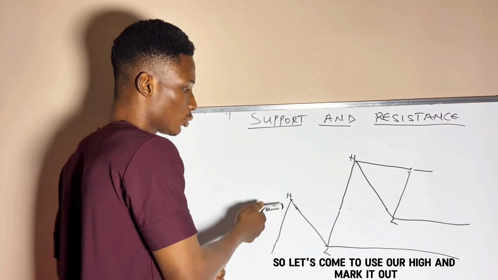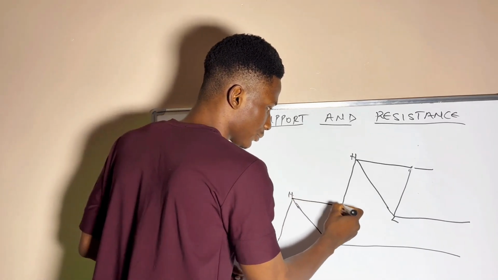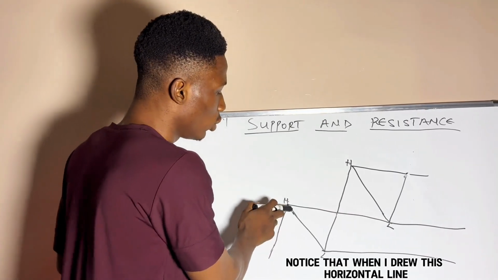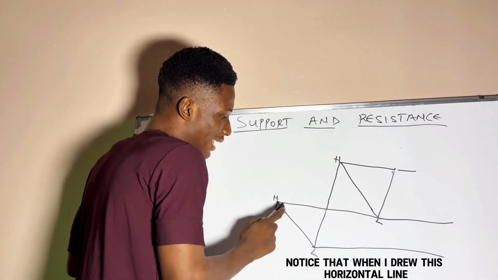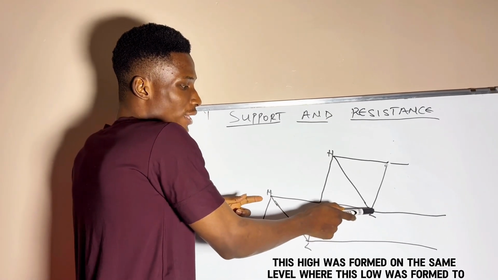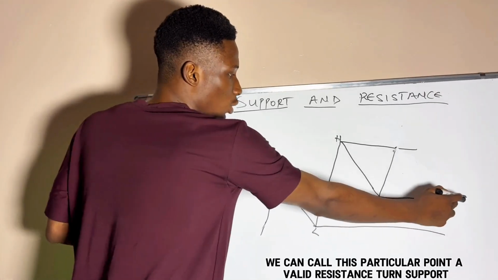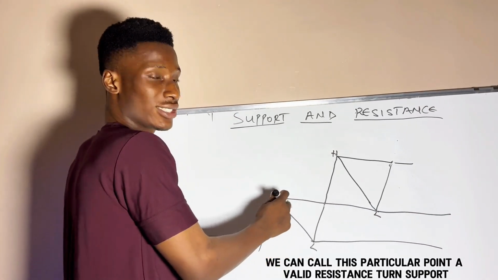So let's come to our high and mark it out, just straight horizontally. Notice that when I drew this horizontal line, this high was formed on the same level where this low was formed too. Do you understand? We can call this particular point a valid resistance turn support.